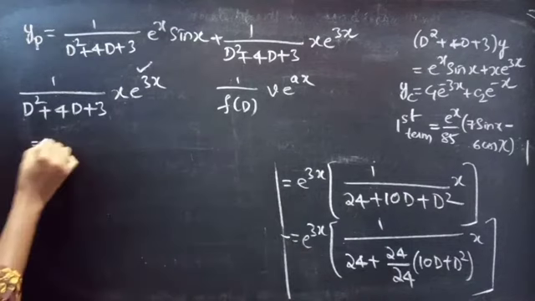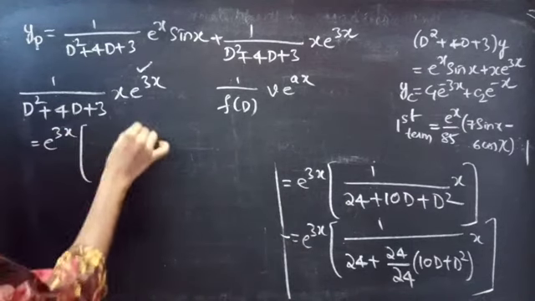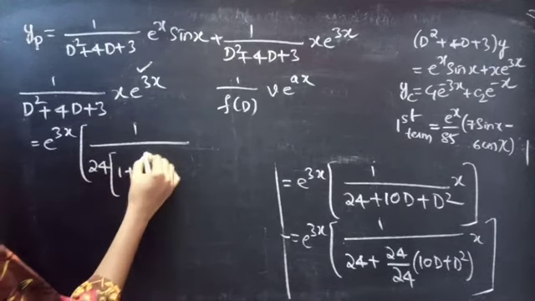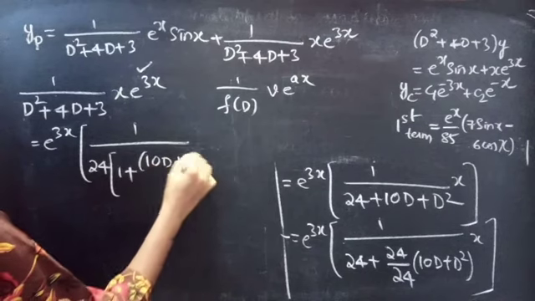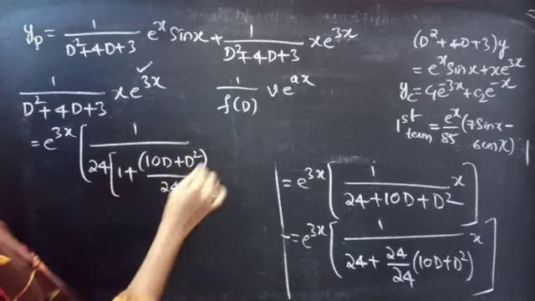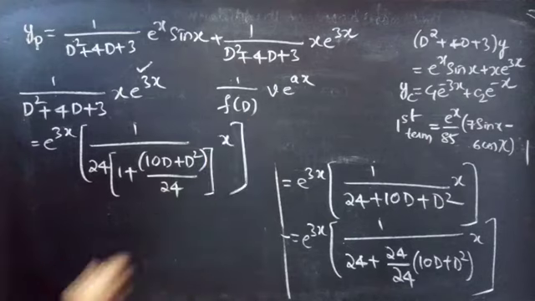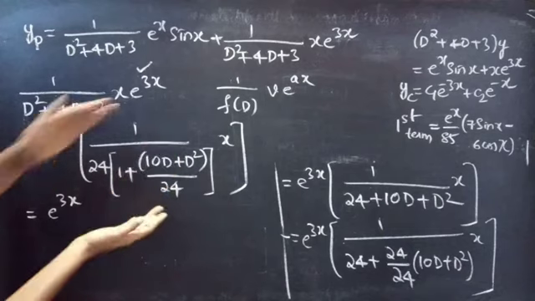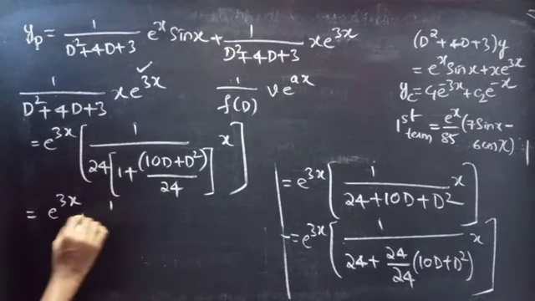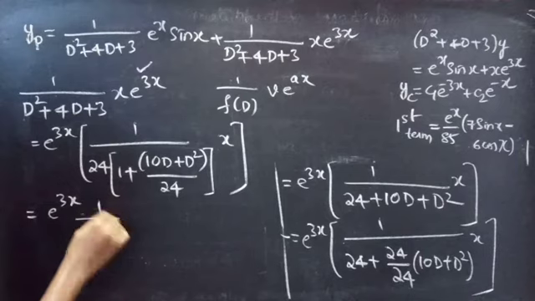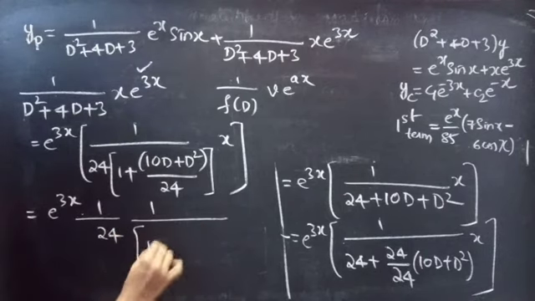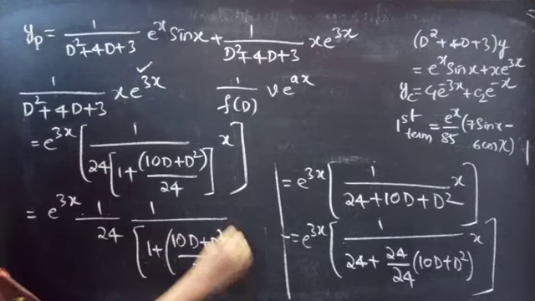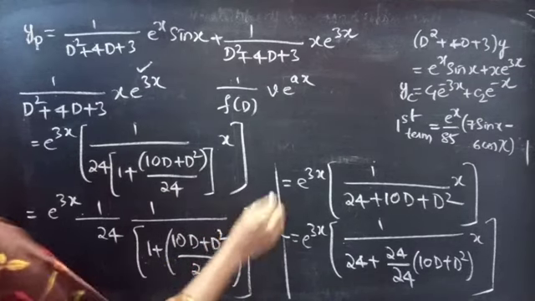This becomes e power 3x into 1 by 24 into 1 plus 10d plus d square by 24 into x, right, which is equals to e power 3x into, we can split this total fraction as 1 by 24 into 1 by 1 plus 10d plus d square by 24, okay, into x.